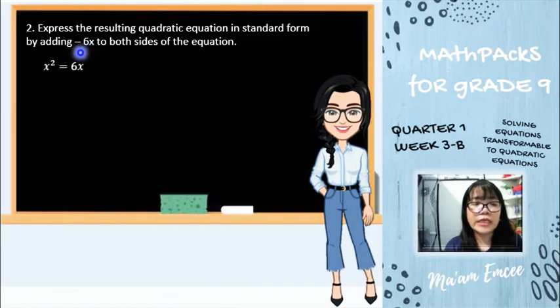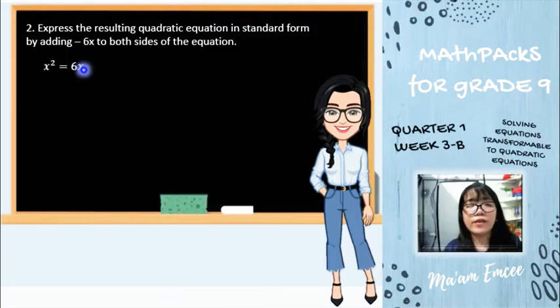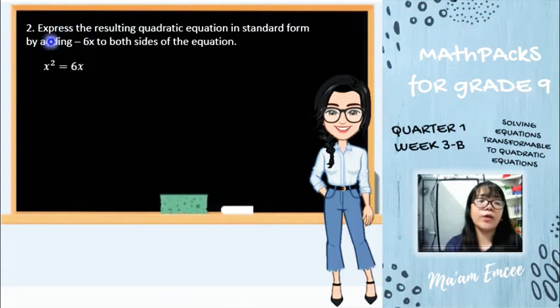So this negative 6x is called the additive inverse of 6x. Additive inverse is just a similar term or similar expression but of different sign. So if we have 6x to be positive, its additive inverse is negative 6x. So when we add 6x and negative 6x, that is equal to 0. Now, if you are going to add negative 6x to this side to make this one 0, you must add as well negative 6x to the other side of the equation.